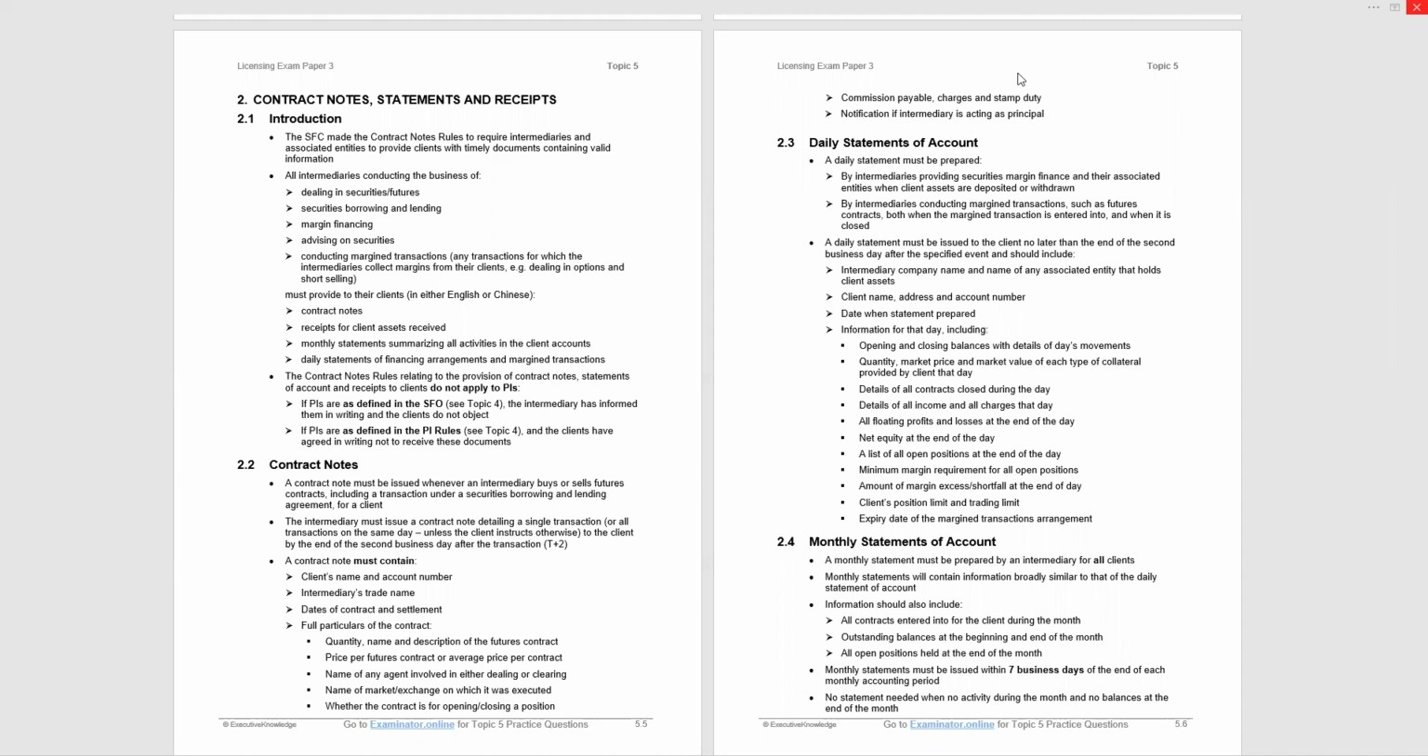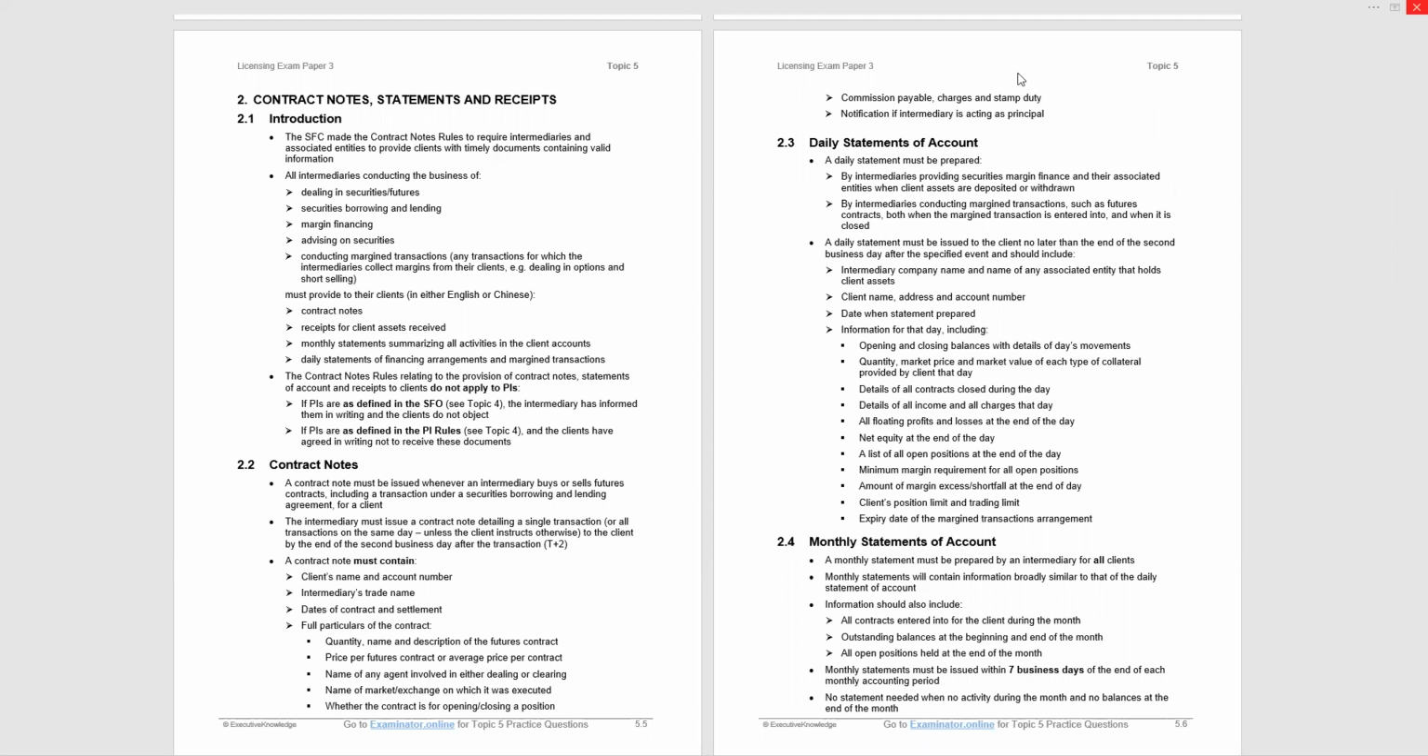And the world of futures is all to do with posting margins. So daily statements of account are very relevant. And as it says at the beginning of para 2.3, daily statement must be prepared by intermediaries providing securities margin finance and their associate entities when client assets are deposited or withdrawn. But it's the second point that is of major relevance to paper 3, by intermediaries conducting margin transactions such as futures contracts, both when the margin transaction is entered into and when it is closed. In each of those events, a daily statement must be issued.